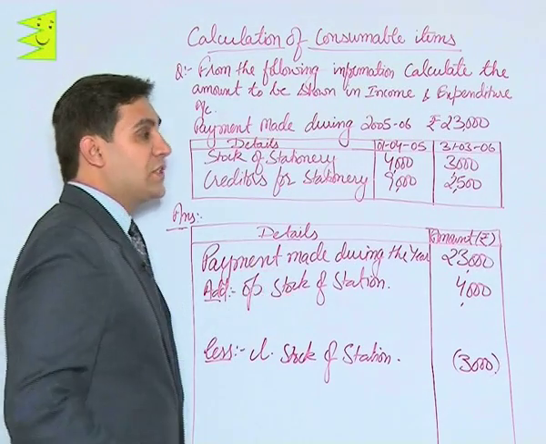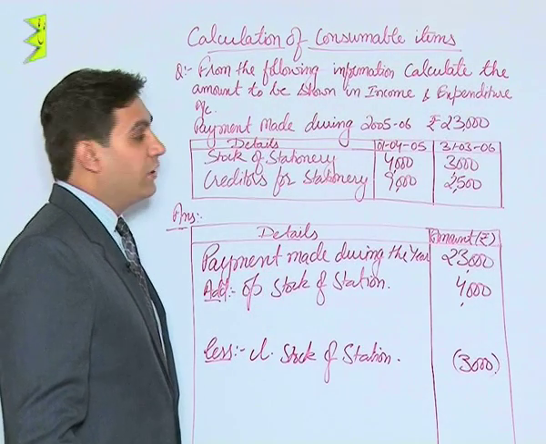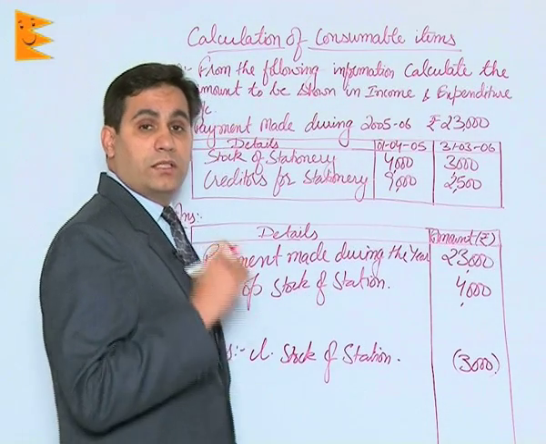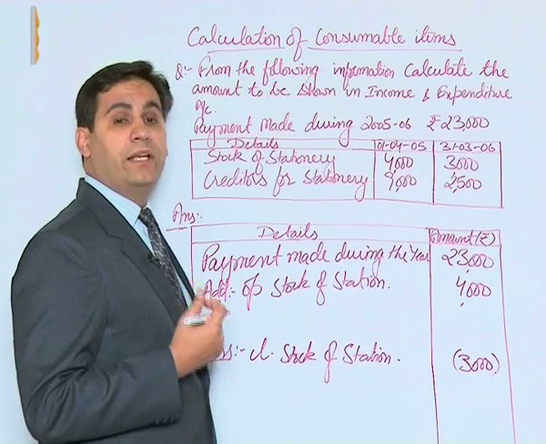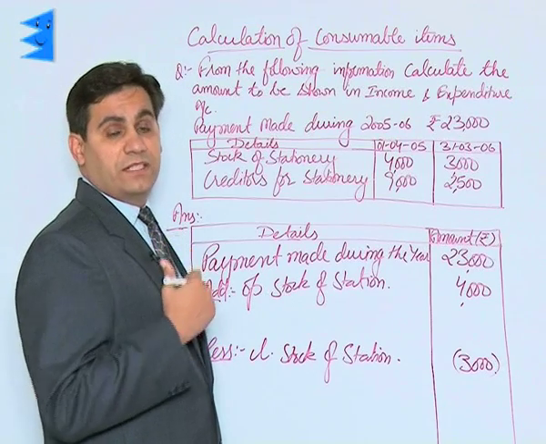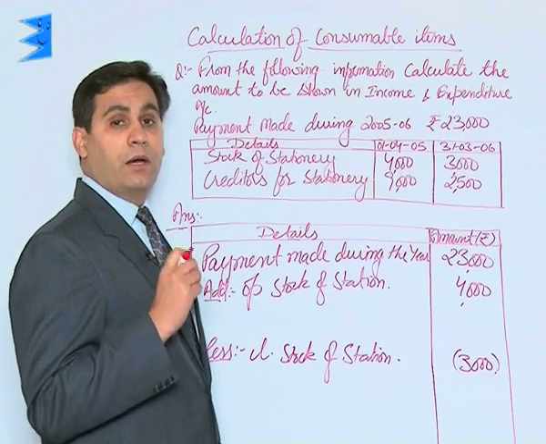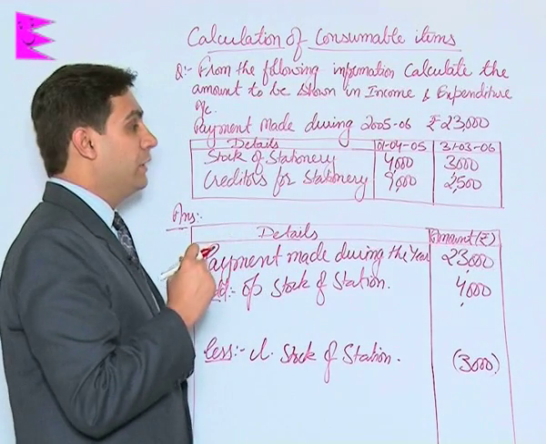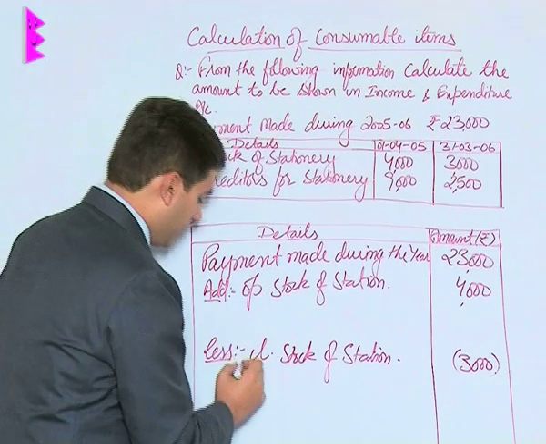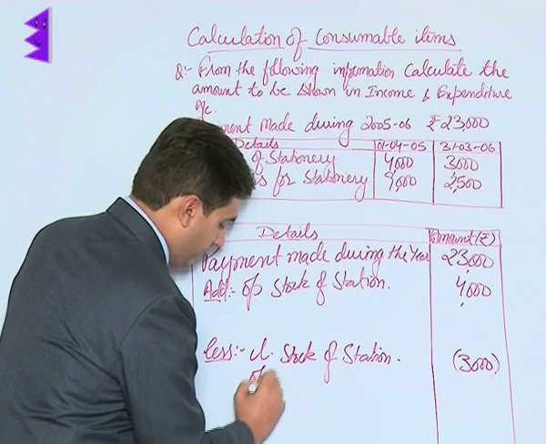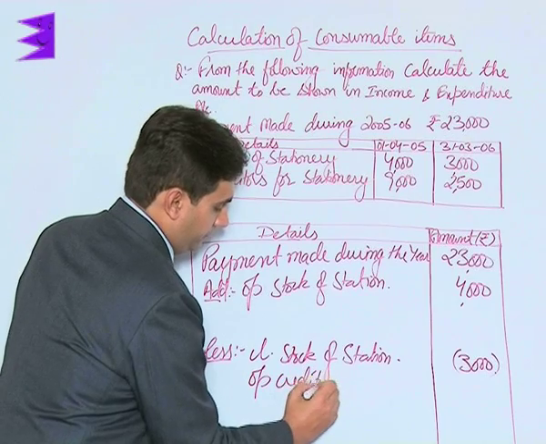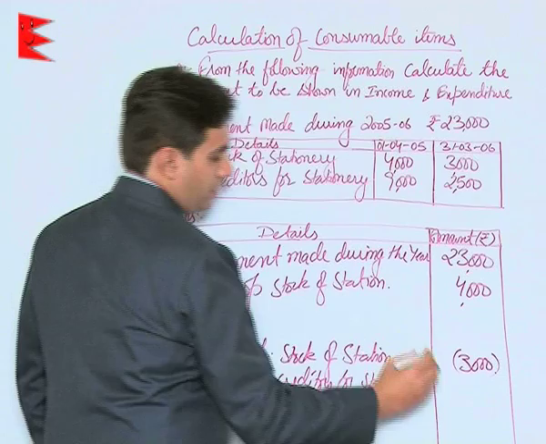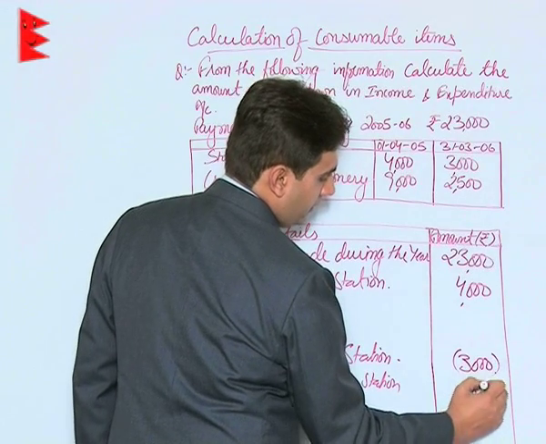Then we have creditors for stationery. In the beginning of the year, we had creditors to the extent of 9,000. This amount of creditors actually related to the previous year. It relates to the previous year. This is an amount which you have not spent during this year. It is merely the payment that you have made during this year. So creditors for stationery, that is opening creditors, should be deducted. For stationery, 9,000 would be deducted.